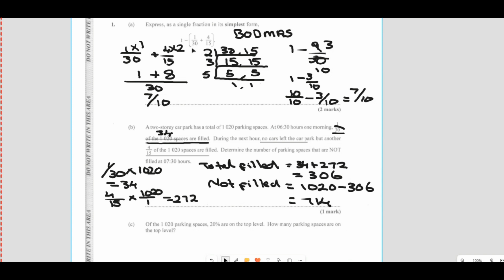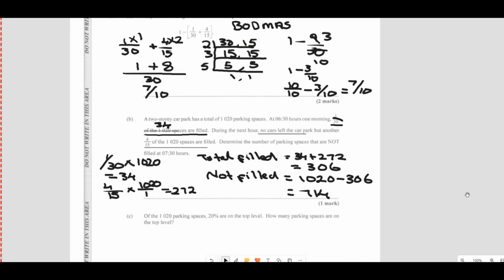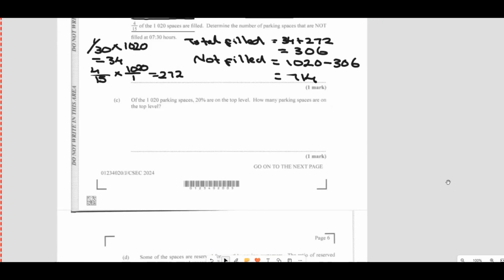If you recognize that this worded question is actually the shorter version of the longer question on top here, because they use the same fractions, 1 over 30, 4 over 15, right? 1 over 30 and 4 over 15 would be how much filled, and 1 minus how much is filled would be how much not filled, right? And we would get a fraction of what is not filled, and just multiply it by 1020. And that is how you would have done Part B.